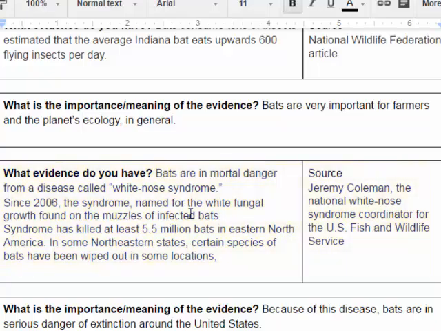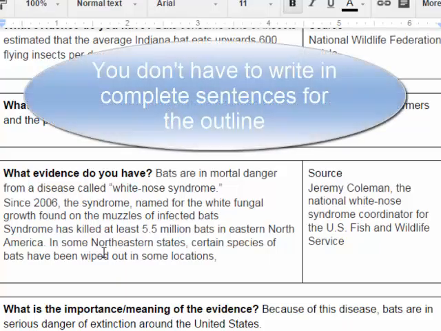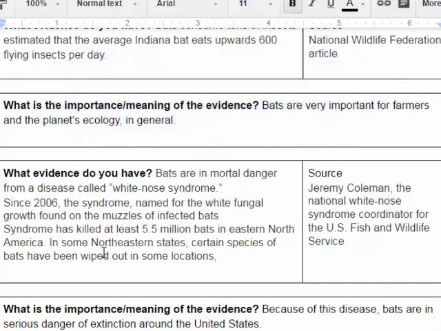Continuing, since 2006, the syndrome, named for the white fungal growth found on the muzzles of infected bats. Syndrome has killed at least 5.5 million in eastern North America. In some northeastern states, certain species of bats have been wiped out in some locations. Okay, so first you'll notice, again, a lot of details, and you'll also notice that these sentences aren't necessarily making perfect sense. That's okay. This is a draft. You're not supposed to write complete sentences in an outline. Just get your ideas down.